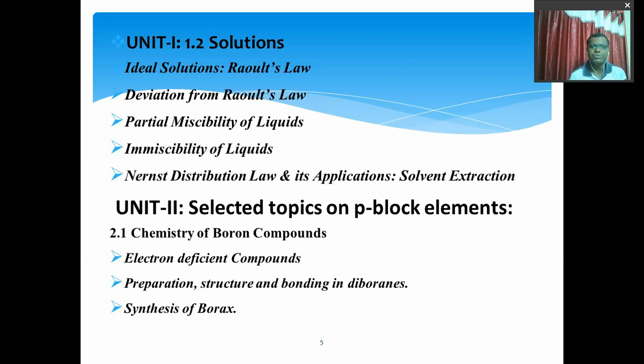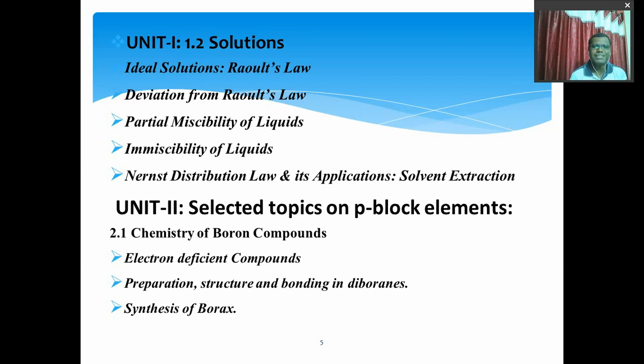Out of these two components, one is taken in a larger quantity, another one is taken in a smaller quantity. The component taken in the larger quantity we call the solvent, and the component taken in the smaller quantity in the preparation of the solution we call the solute. So these are the two components. But again, there are various types of solutions which can be prepared by using more than two or more than three components.